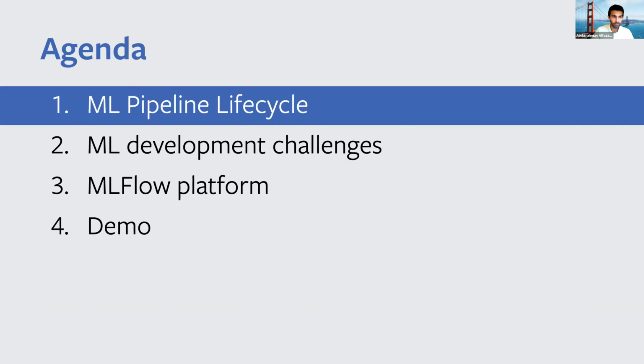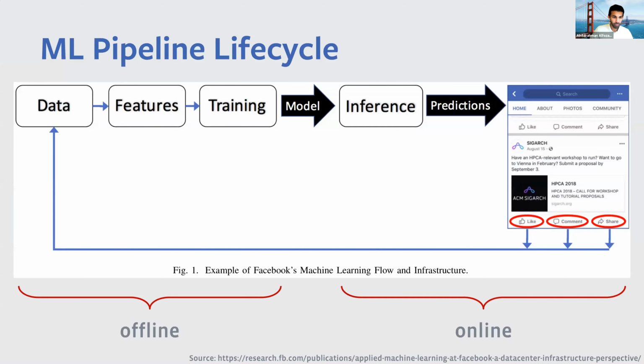All right, so first, let's talk about the machine learning pipeline lifecycle, or what a simple pipeline looks like in practice. This is a simple, abstract chart for a typical machine learning pipeline at any enterprise. This one in particular came from a paper published by Facebook, but the same idea applies to any industry or any enterprise application.